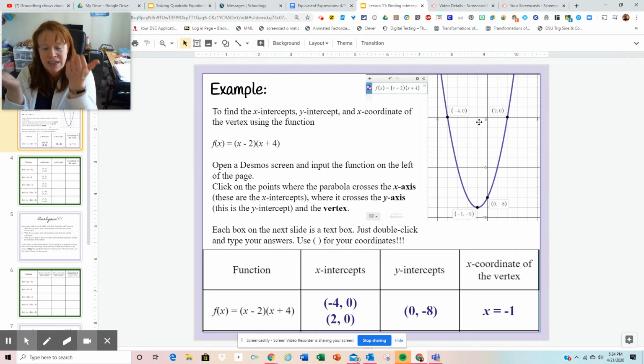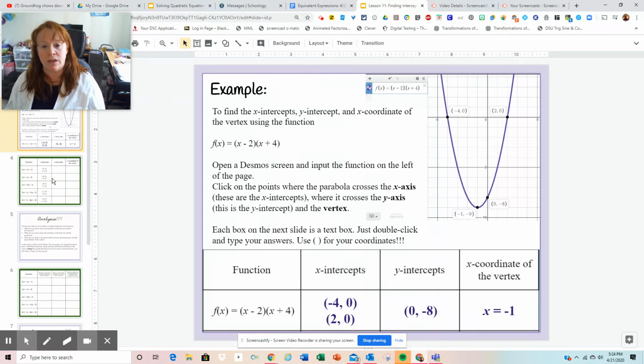If you have two test grades, an 80 and a 90, to find your average, you're going to take 80 plus 90, divide by 2, you get 85. So same idea here. Average, add them together, divide by 2. And that's exactly what happened here. If I do -4 plus 2, I get -2, and -2 divided by 2 is -1.